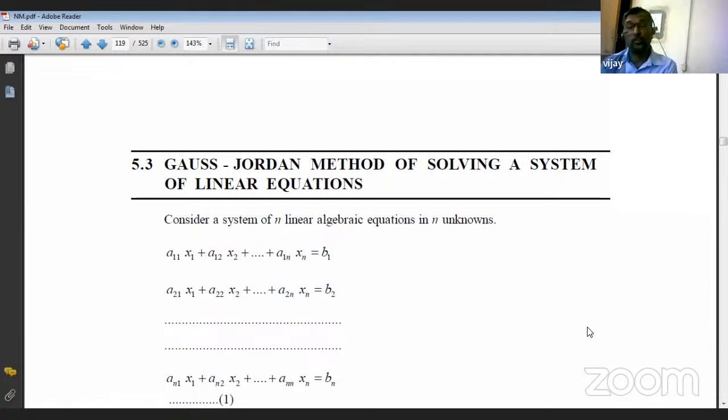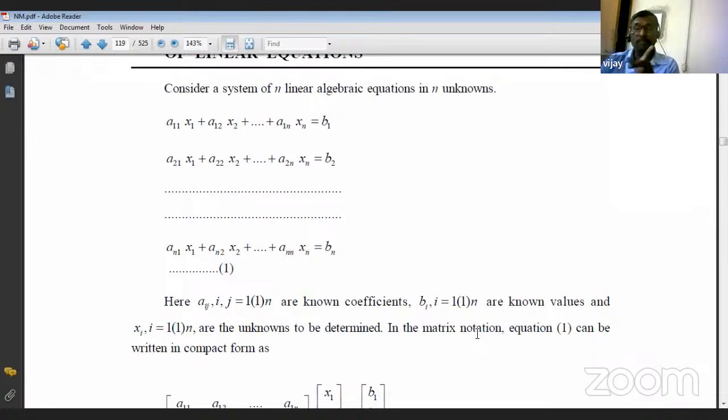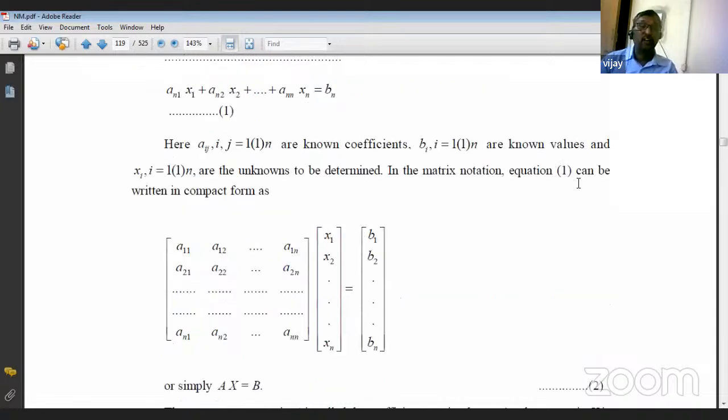a21 x1, a22 x2, and so on, a2n xn equals b2, up to an1 x1, an2 x2, and so on, ann xn equals bn. So in aij, i means row and j is column. The aij are the coefficients and the bi are the known values, for i from 1 to n. In matrix notation this is written with a11, a12, a21, a22 and so on, where we are writing rows and columns.